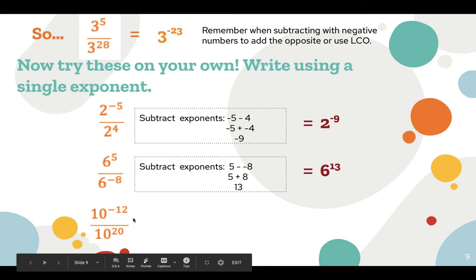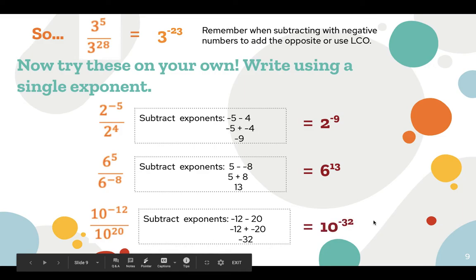Last example, we have the same base. So we're going to subtract our exponents. Negative 12 minus 20. So we're going to keep or leave, change our sign from minus to plus, and make our number opposite, or flip it. So the opposite of positive 20 would be negative 20, so then we just add across. Negative 12 plus negative 20 is negative 32. So our answer would be 10 to the negative 32nd power.